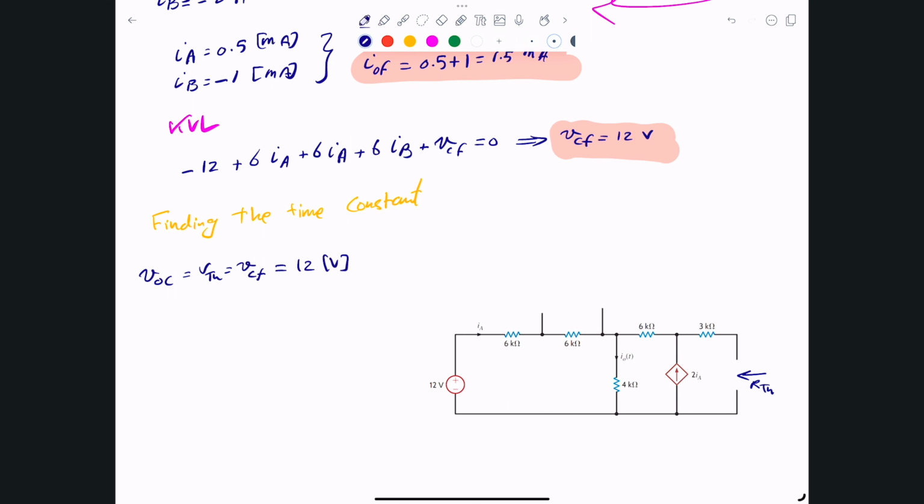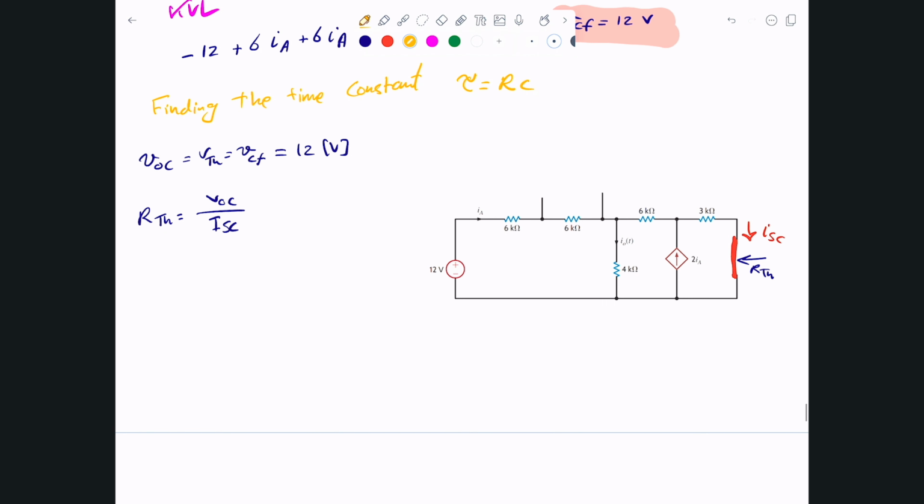So the open circuit after switching is simply 12 volts. That's the V Thevenin. I'm not after the V Thevenin, but I'm writing it because I'll be using the fact that R Thevenin is simply V open circuit divided by I short circuit. So let's figure out what this I short circuit is. Once we know, we substitute it, figure out R Thevenin, and compute tau, the time constant. Since it's an RC circuit, tau is simply R times C. So how do we find the I short circuit?